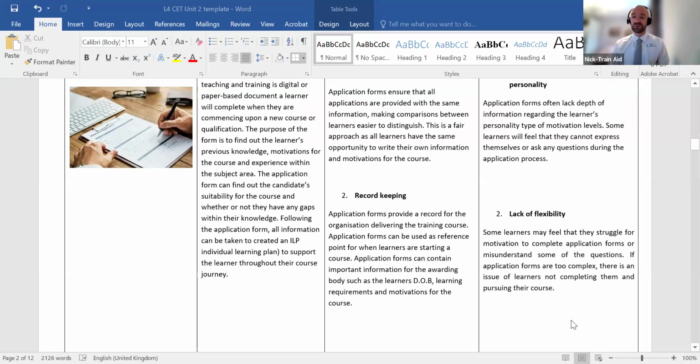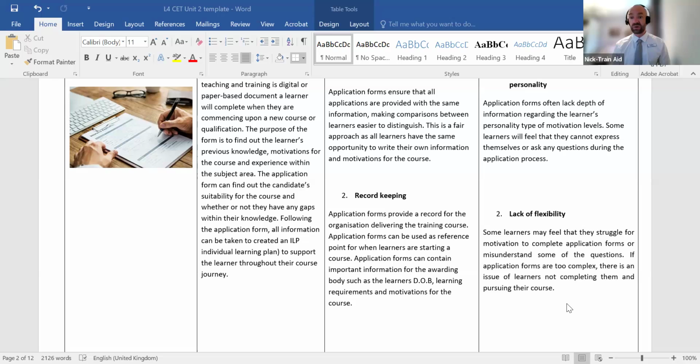There's also a lack of flexibility. Some learners may feel that they struggle for motivation with completing an application form. They can be incredibly tedious, boring, lengthy. And the problem with that is that the learner may not be bothered to complete the entire application form, sadly, and they may never register for your course, especially if the questions on the application form are too complex. So that is an issue as well.